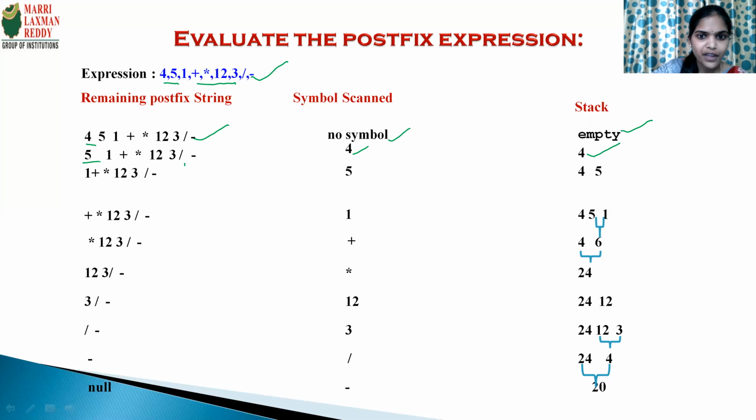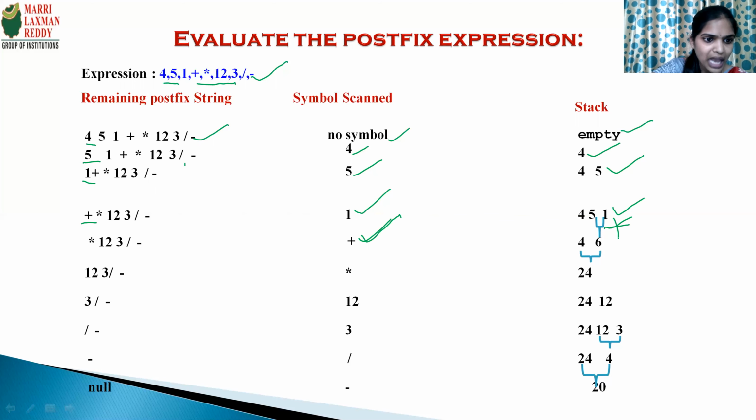Next, we have scanned 5. 5 is also an operand, so we have pushed it onto the stack. Next, we have scanned 1, which is also an operand, which we have pushed onto the stack. Next, we have plus. Plus is an operator. So when we encounter an operator, it is applied onto the last two operands. Here the last two operands are 5 and 1. On this 5 and 1, we perform plus. So we get the result 6.